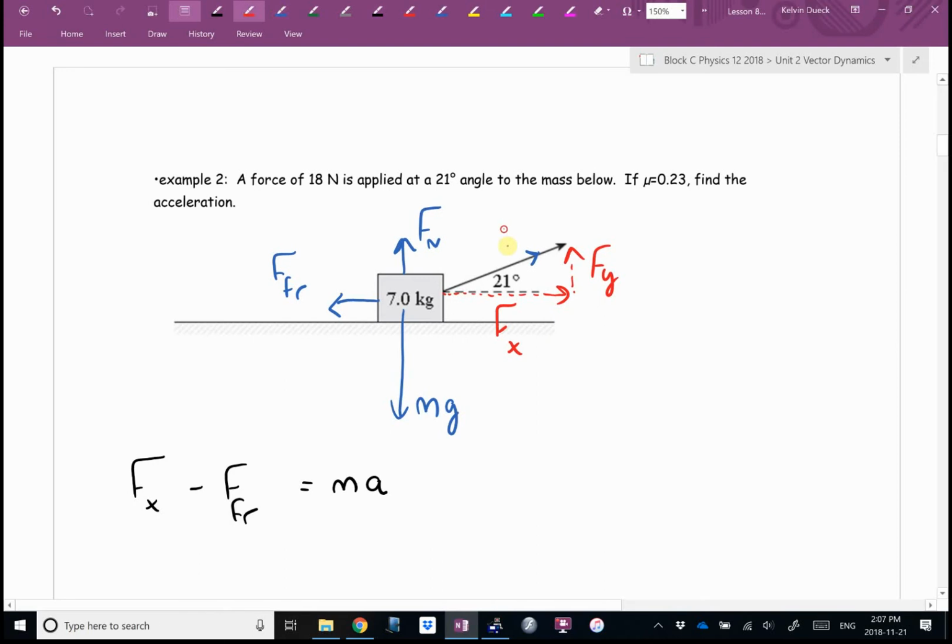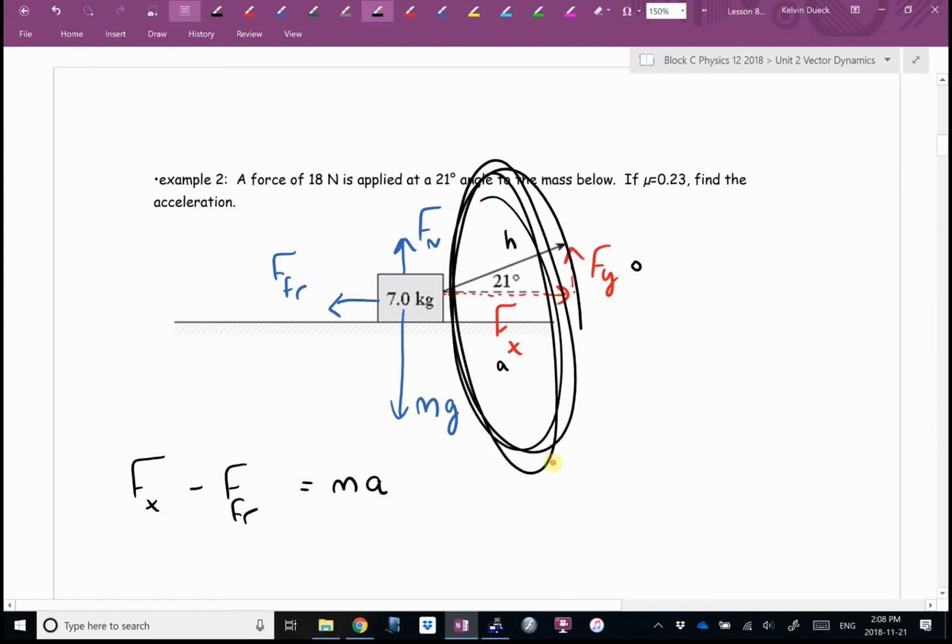Looks like I have hypotenuse. Oh, instead of red, Mr. Dueck, let's use a different color. Hypotenuse, Fy, opposite or adjacent? Opposite, Fx, adjacent. Yeah, it's right. H and A, although I would go A and H. I agree with you, though.